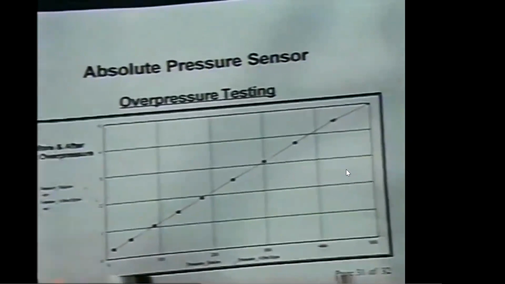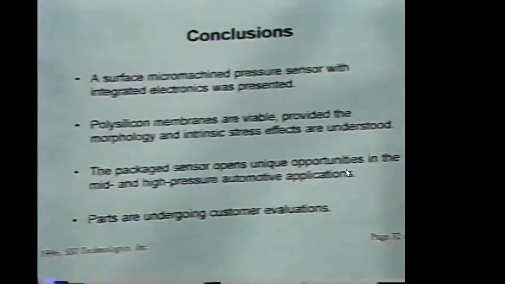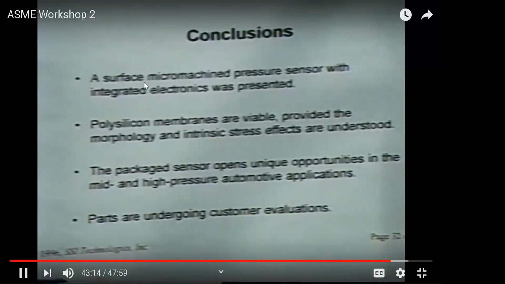So in conclusion, I have shown you here that it is possible to create a surface micromachine pressure sensor with fully integrated electronics without actually having a fab. It requires a little bit of extra work, but it can be done. I've also shown you that polysilicon membranes are viable after our testing, and we continue to test them daily. And the viability, though, I have to provide this clause here, is a function of how well one understands the morphology of the poly. This has to be understood ahead of time. If not, you can run into problems.